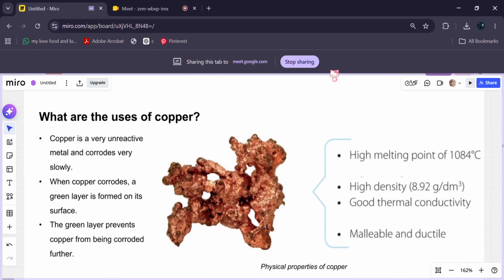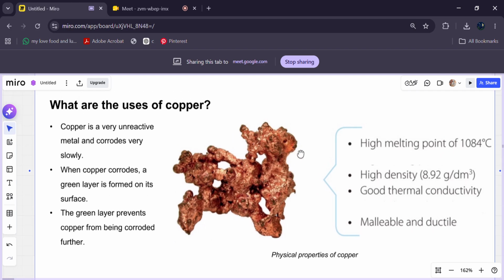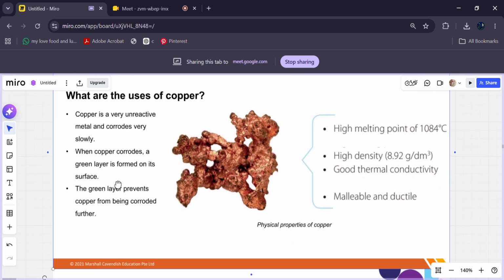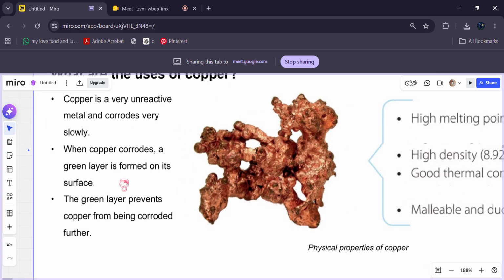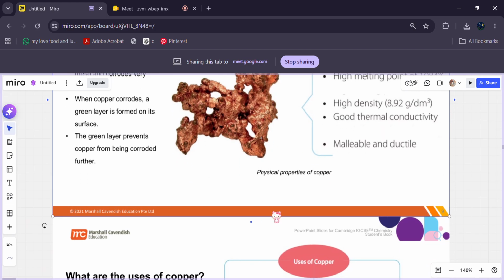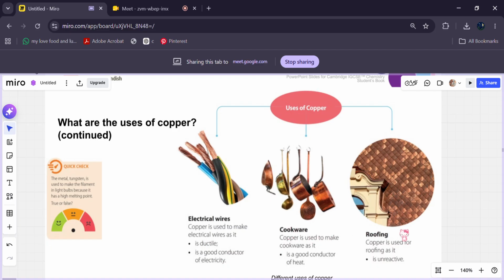Now we move on to copper. Copper is a different metal, and unlike aluminium, copper is very unreactive. So it's an unreactive metal that corrodes slowly. When copper corrodes, a green layer is formed on its surface. The green layer prevents copper from being corroded further. Now, this unique property of copper brings it its own usage. People use copper to create electrical wires, cookware, and roofing.